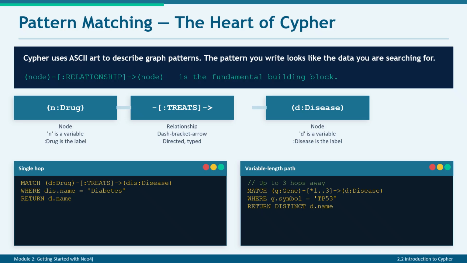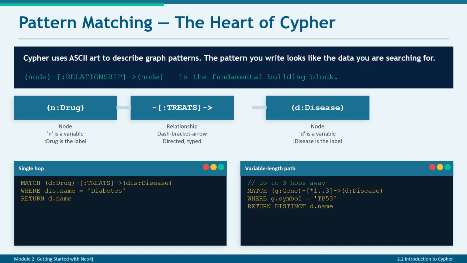Look at the anatomy diagram in the middle of the slide. The left parenthesized block is a node. n is the variable name we assign it, and Drug is its label. The middle section is the relationship. The square bracket contains the type treats, and the arrow shows direction. The right parenthesis is the target node.